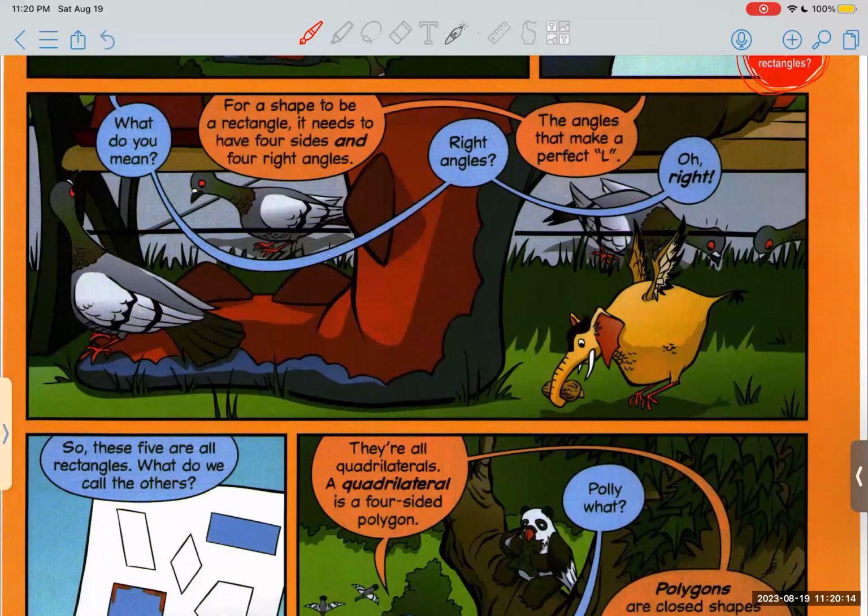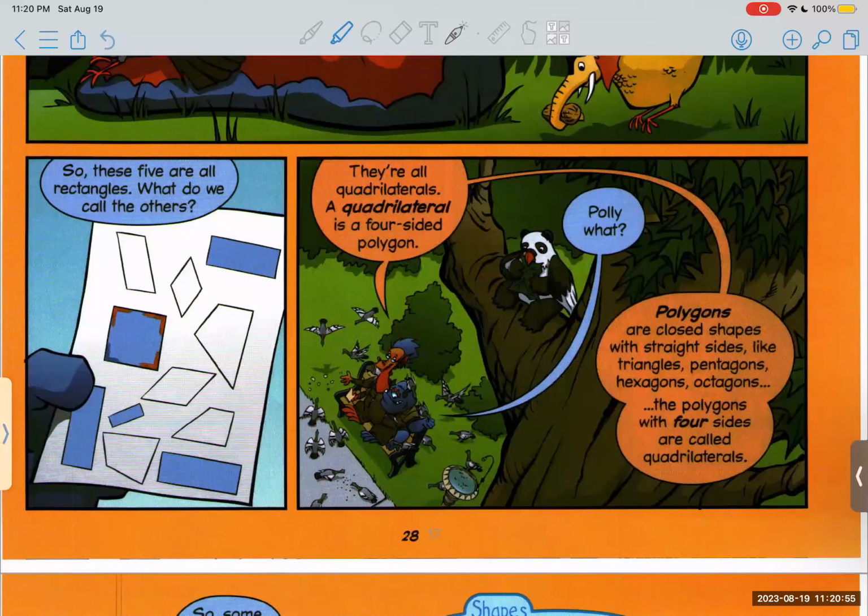So right here, what do you learn? For a shape to be a rectangle, it needs to have four sides and four right angles. Right angle? The angles that make a perfect L. All right. So the highlighted ones are for notes, if you want to take notes now or later. You can do that. Do I have any questions? We all understand? No more questions? Nice, I see Dylan nodding. Thank you.